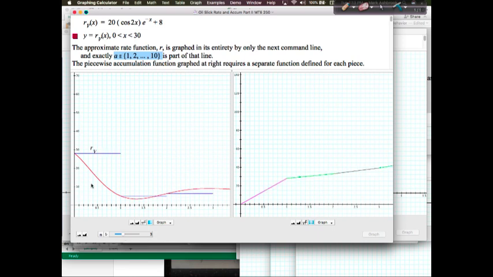So here's n of 3. From 0 to 3, there's 3 intervals, and then you've got the corresponding approximate rate function from 0 to 3. If you ever want to name a function, just do Control L and type it in, and then get back up to the center line to keep typing after that. Then use Control 9 for function notation.